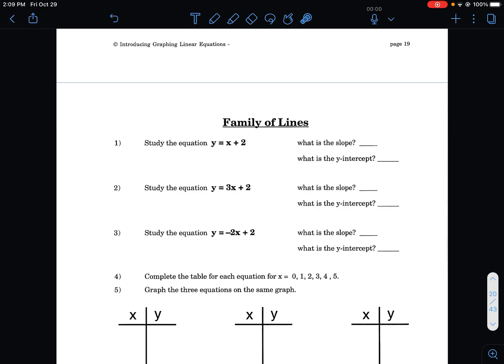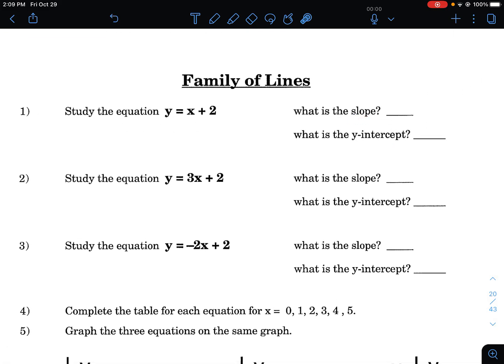So let's start with this one. Study the equation. What is the slope? What is the y-intercept? Now, if you remember, equations are always written in y equals mx plus b form, where m is the slope and b is the y-intercept. So the slope for our first line looks like there's no slope, but there is kind of an invisible number there. What number is that? Well, it's 1x. So my slope is 1. My y-intercept is going to be that constant, and it is positive 2, because there's a plus in front of it.